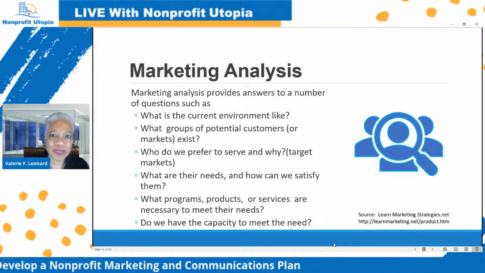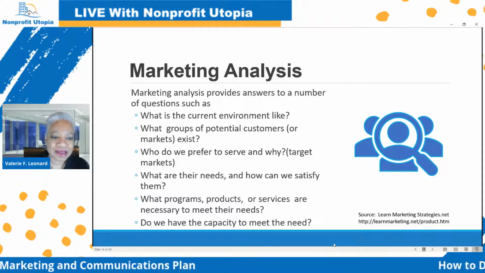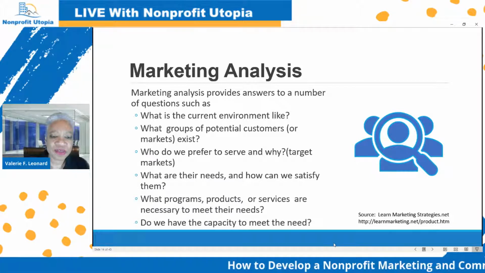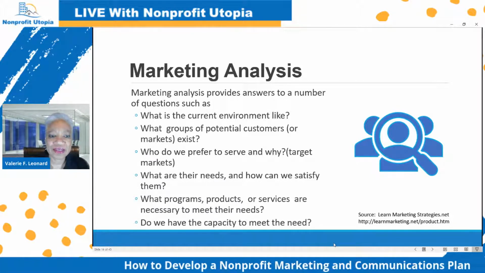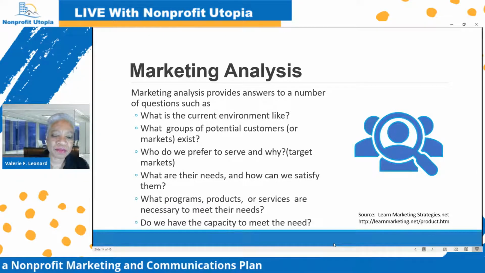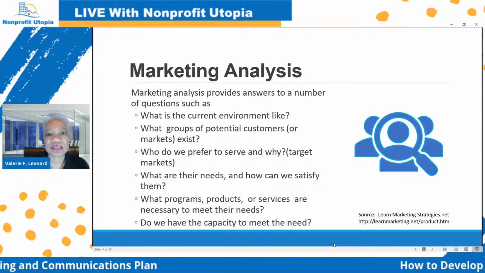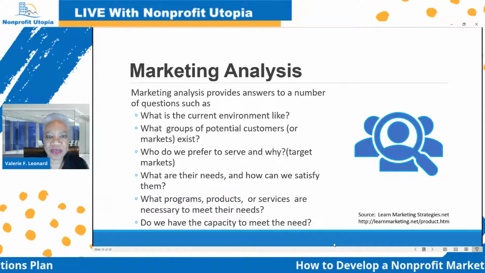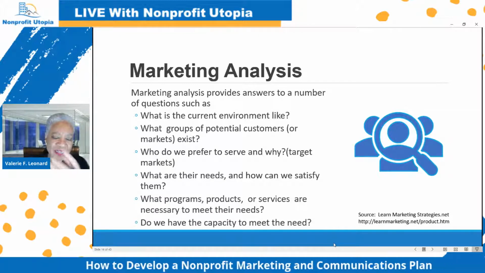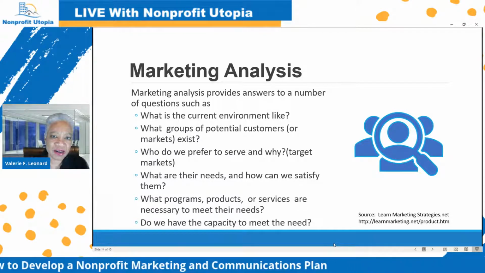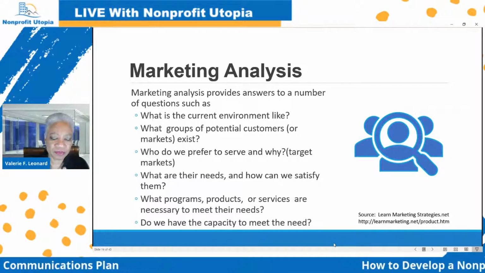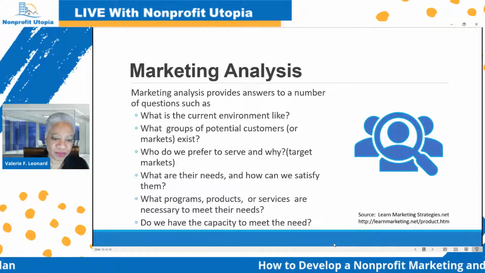You want to pull information from different places. And then you want to really understand what your customers' needs are and how you can satisfy them. And then you want to know how to develop programs, products, and services that really meet their needs. And when we do that process, looking at the needs and aspirations of our target market, and then ways we can satisfy them, then we begin to create value.